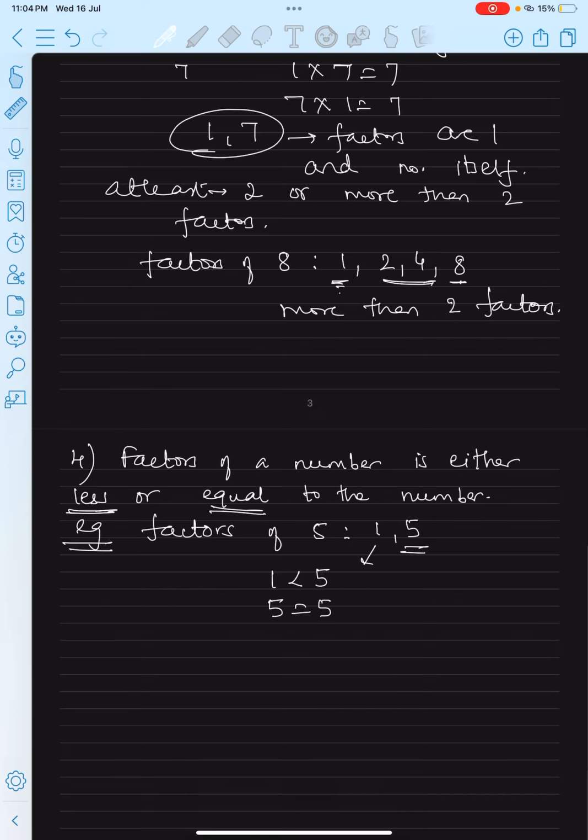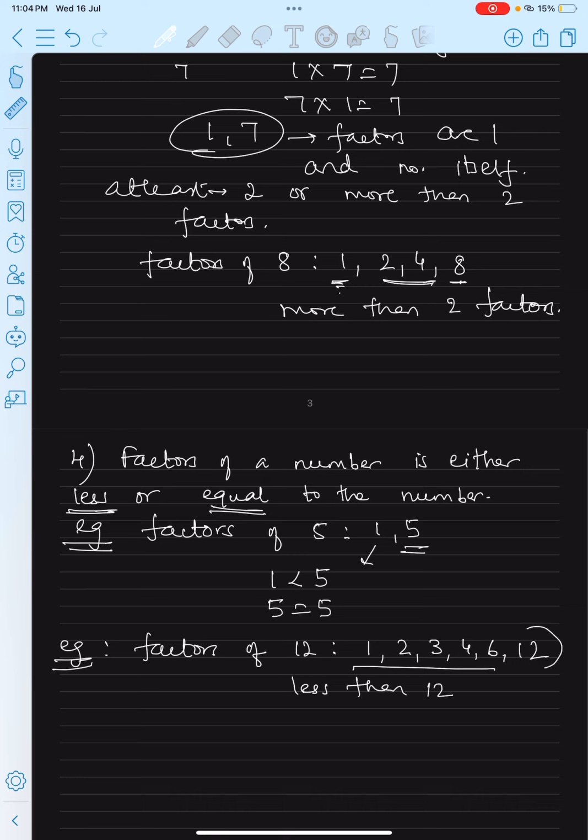Same, another example we will take, and that is factors of 12. I say then 1 is definitely there. In table of 2 we get 12, in 3 yes, 4 yes, 6 yes, and the number itself. Now according to the above statement, factors of a number are either less. So all these numbers are less than 12, and the last number is equal to 12.